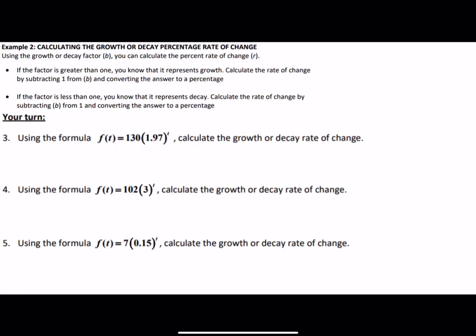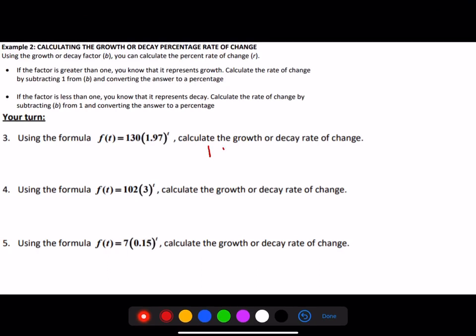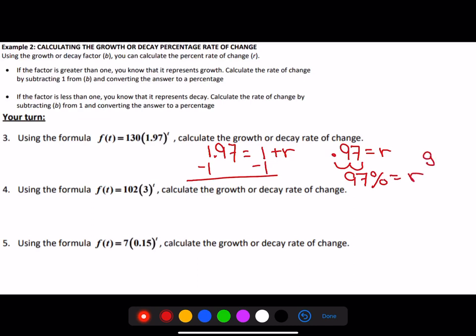So 1.97 is equal to 1 plus r. I go ahead and I solve for r. We get 0.97 is equal to r. Switch that to a percentage, and we get 97% is equal to r. Again, this is growth, because b is larger than 1.